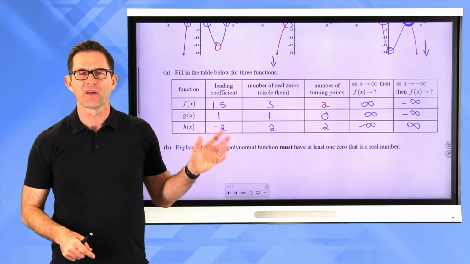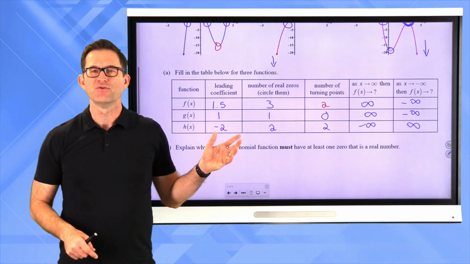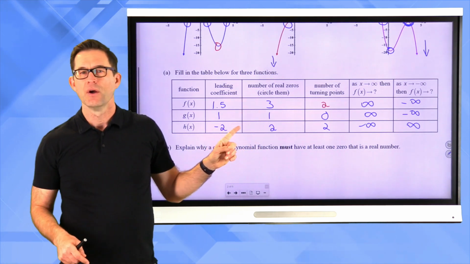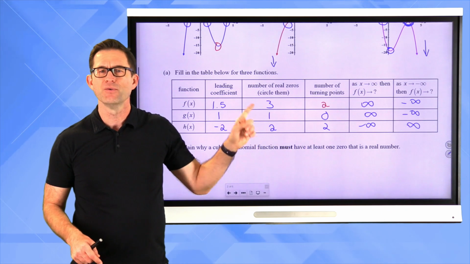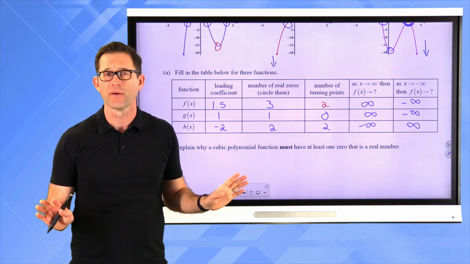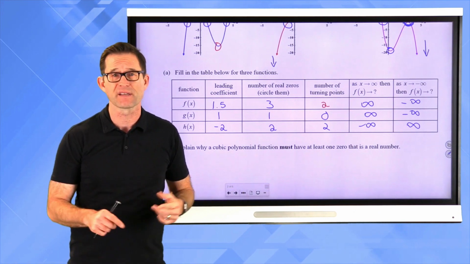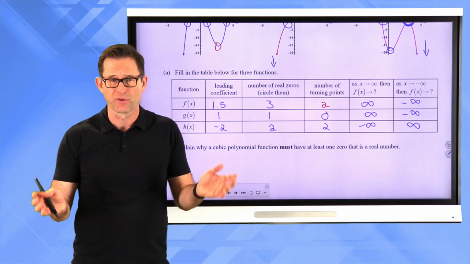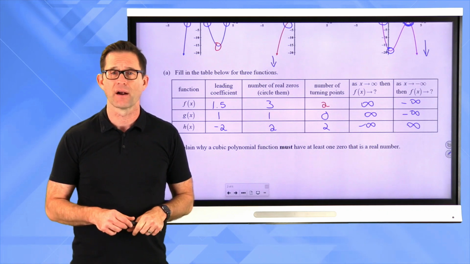But cubics have gotten even more complicated, right? I mean, geez, just look at the number of zeros. A cubic could have 1 zero, 2 zeros, 3 zeros, maybe even 0 zeros. We haven't even seen one of those yet, but possibly quadratics can have 0 zeros. In other words, quadratics can miss the x-axis entirely, right?